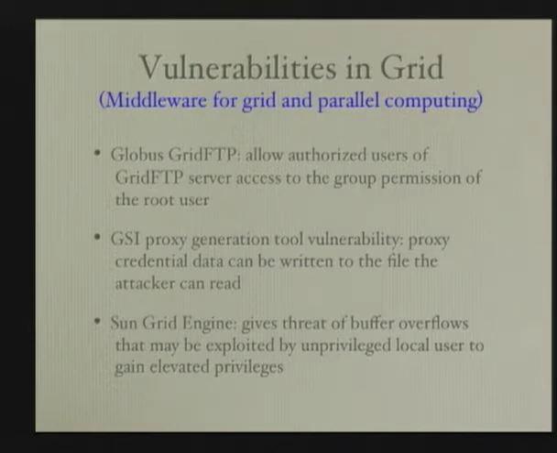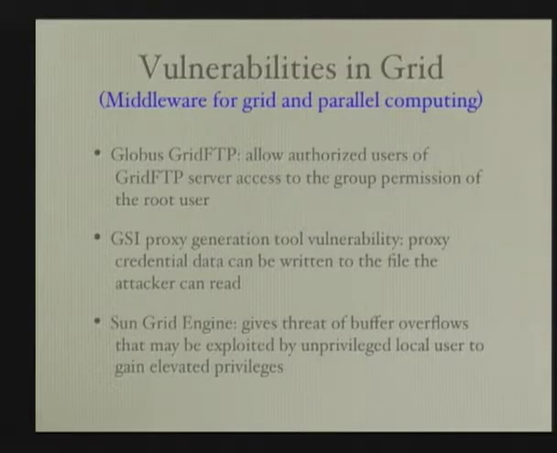For example, if we consider only the middlewares for grid and parallel computing, as you might have heard, the Globus Toolkit is the de facto standard for middleware in grid computing systems, which has web service containers. They have GridFTP applications. By using this, authorized users of the GridFTP server can gain the group permissions of the root user. In the case of the GSI proxy generation tool, GSI means Grid Security Infrastructure. Proxy credentials data can be written to a file that attackers can read.